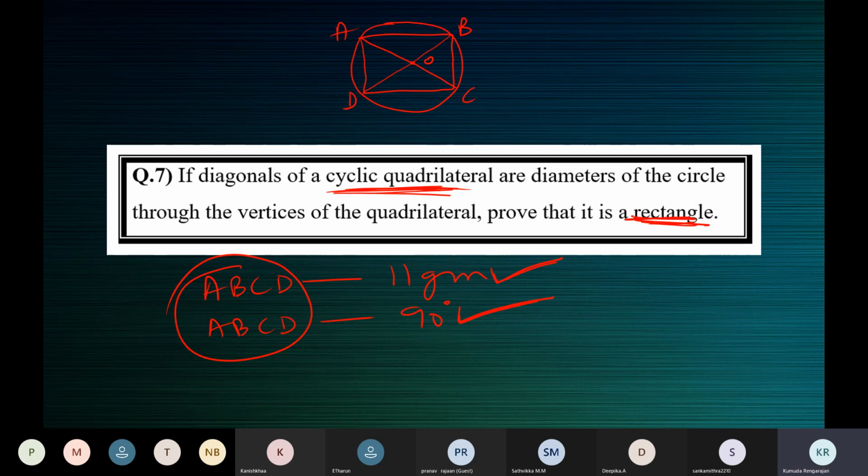Now to prove that a quadrilateral is a parallelogram, there are many criteria. One of them is that in a quadrilateral, when the diagonals bisect each other, it is a parallelogram. Now tell me, is OA equal to OC?